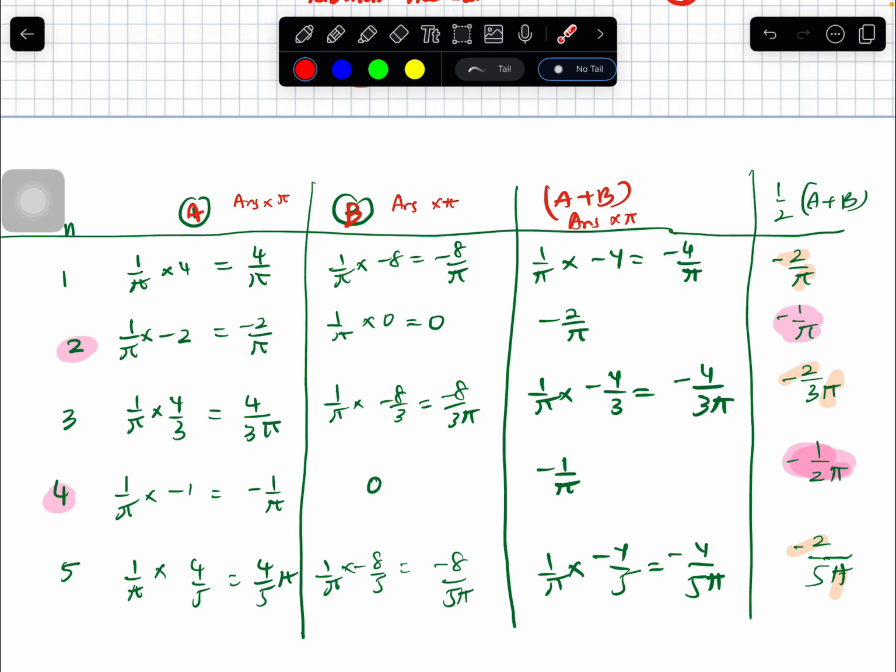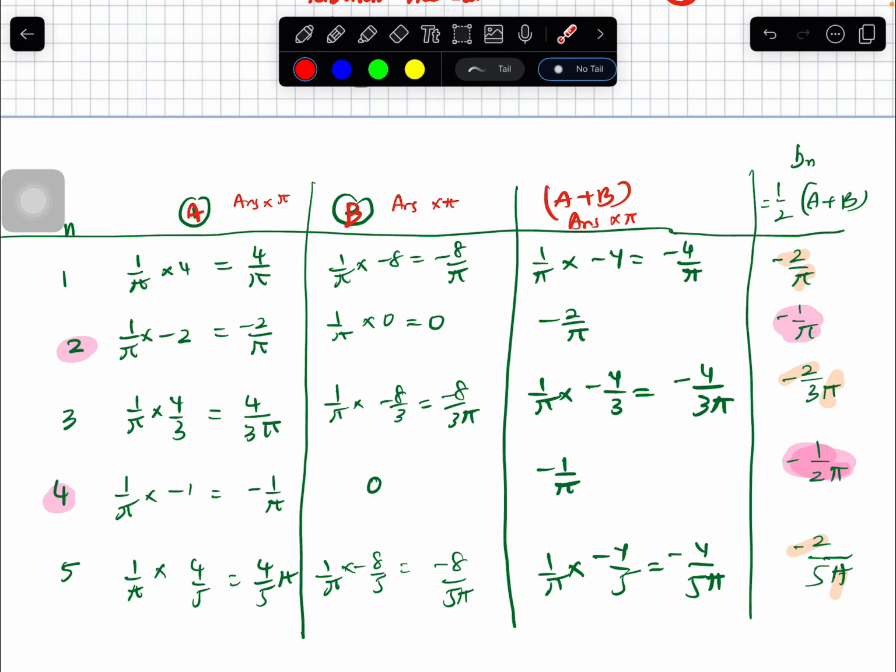For b part, you need to multiply by pi again to get a nice number like this. And then you have to add a plus b, so this column plus this column, and then you have to divide by 2. So the last column is the bn, okay? We want that bn is this. So look at the pattern here, okay?